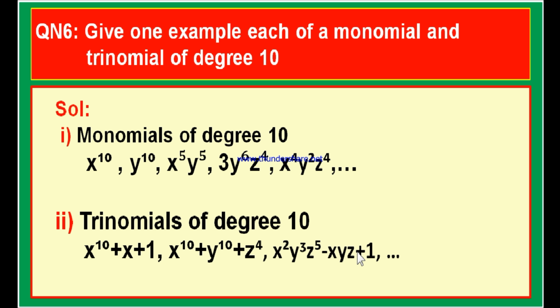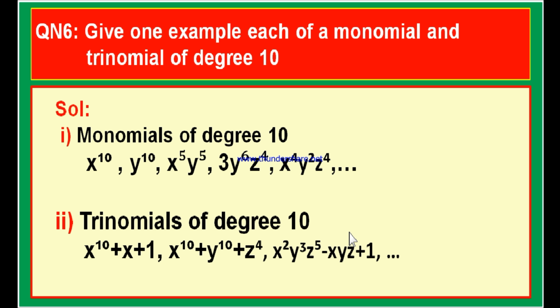Similarly, look at the third trinomial. It contains three terms: 1, 2 and 3. And at the same time, let us pick up the degree now. Degree means you have to find out the sum of the exponents of all the variables. You see, this is the first term. This first term contains the product of three variables. The exponent is 2, the exponent is 3 and the exponent is 5. If we sum up, 2 plus 3 plus 5 is 10. Therefore, the degree of the first term is 10.